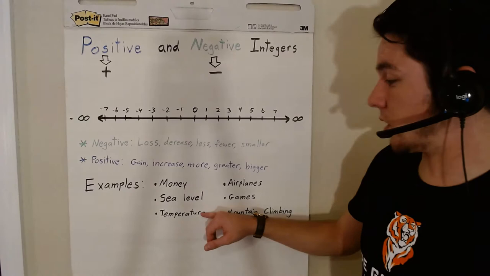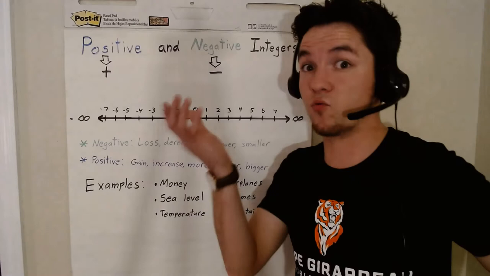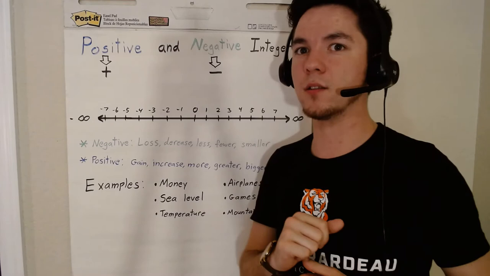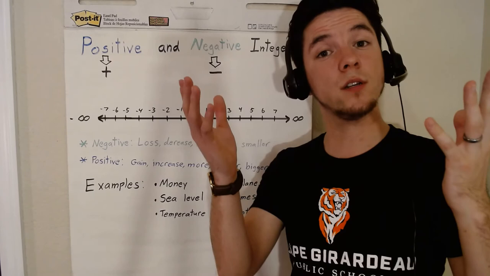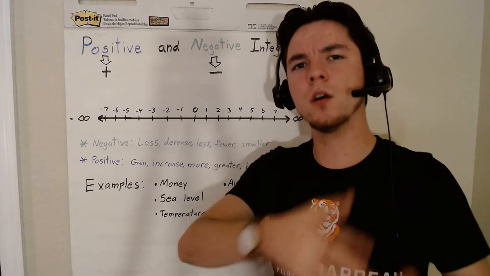Another good example would be temperature. You probably hear about temperature all the time. You start out the morning, it's really cold, but as you progress through the day, the temperature increases. So you wake up and the temperature is 45 degrees, and by the time it reaches noon, the temperature is 55 degrees. What integer would represent the change in temperature from the morning to noon?